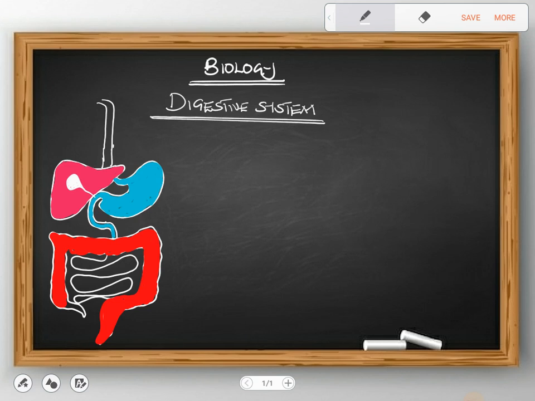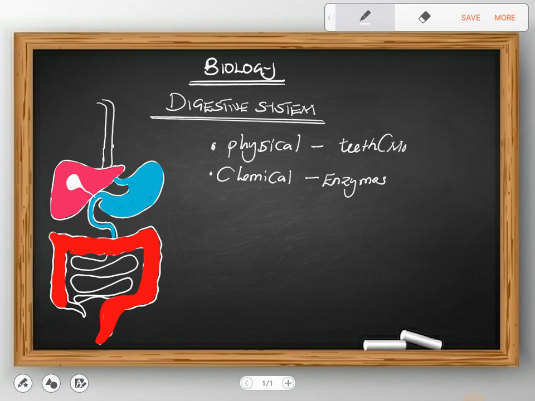First of all, we know that digestion is just the breakdown of complex and hard food molecules into soluble and simple food molecules. And digestion is divided into two. We've got physical digestion, and we also have chemical digestion. Chemical involves enzymes, and the physical involves the teeth, so the mouth itself, and to be specific, the teeth.